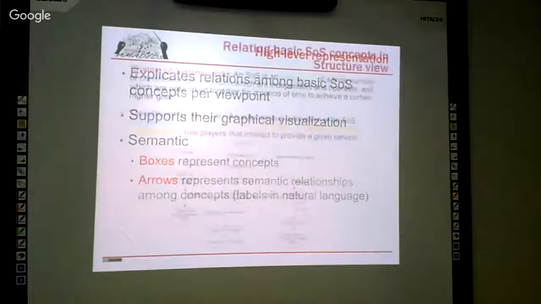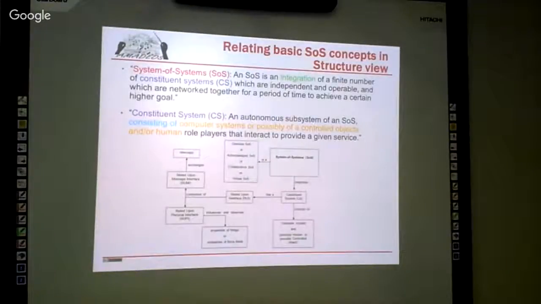arrows in natural language. So you see here, the definition: a system of system is an integration of a finite number of constituent systems. This is the system of system. The box represents the concept of the system of system. Here we have the integration, and here we have the constituent systems, which are independent and operate and so on. And you see here we also have the definition of a constituent system, which is a computer system and a human and a controlled object, a physical part.